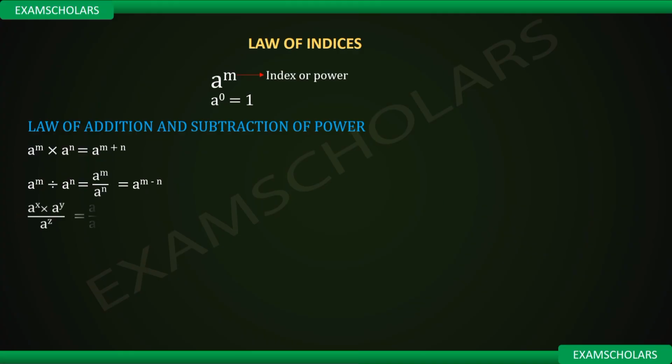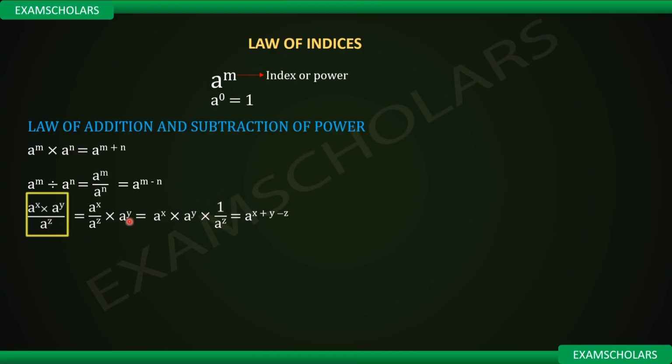What if you have a times a raised to power x times a raised to power y divided by a raised to power z? How are you going to solve it? It's already here. Now let me show you one after the other. This expression is still the same thing as a raised to power x divided by a raised to power z multiplied by a raised to power y. You can see an expression like this. This is still the same thing as a raised to power x times a raised to power y, multiplied by 1 over a raised to power z.